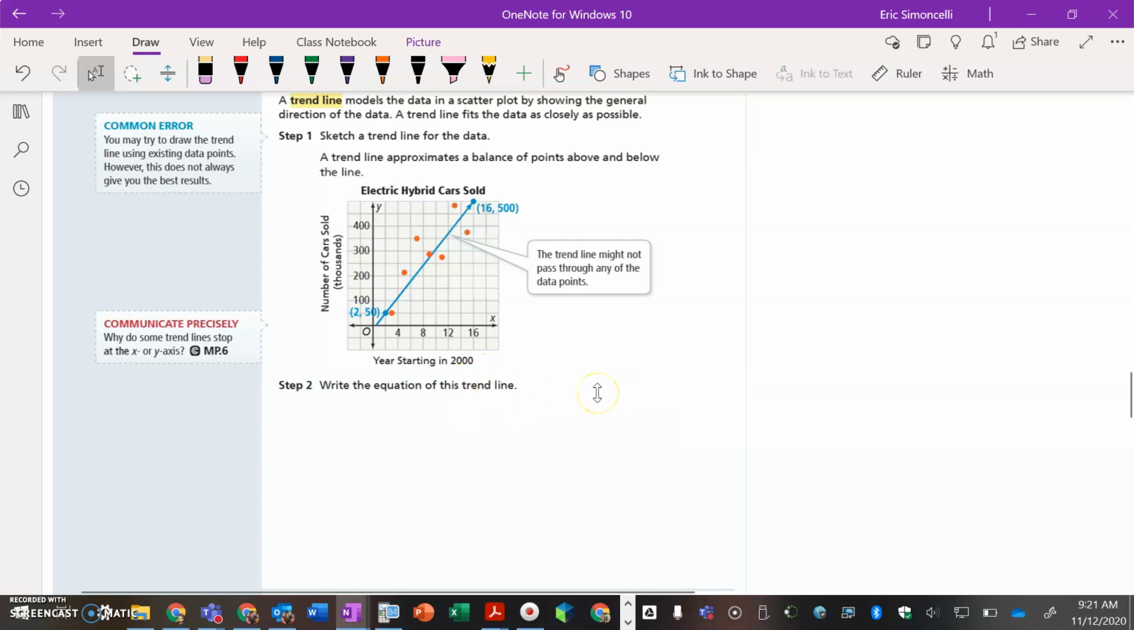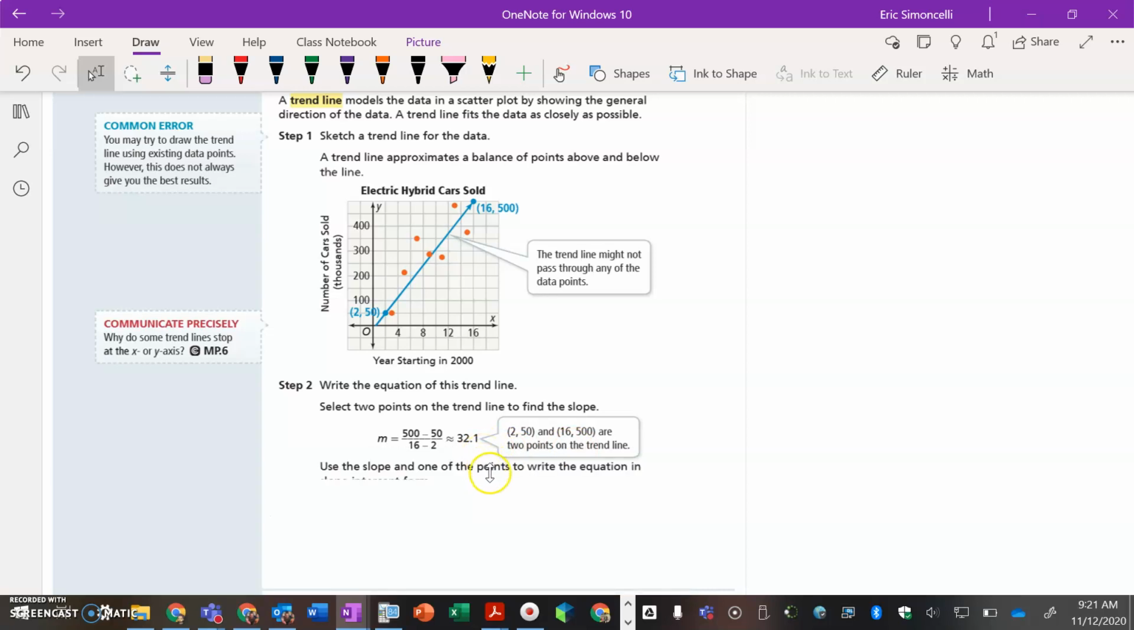Step 2, write the equation of this trend line. Speaking of those two blue points that the line did go through, 2,50 and 16,500, go ahead and select those two in the context of then finding the slope. So y2 minus y1 over x2 minus x1, or 500 minus 50 divided by 16 minus 2. And that ends up being, as you can see, 32.1 if you do the math, roughly speaking. You can double check that.